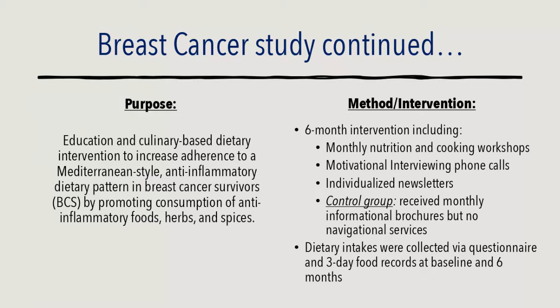And then there were individualized newsletters, and for the control group, they only received monthly informational brochures, but they had no additional services provided to them, so none of the phone calls or going to the workshops. And then dietary intakes were collected via questionnaire and 3-day food records at baseline and 6 months.